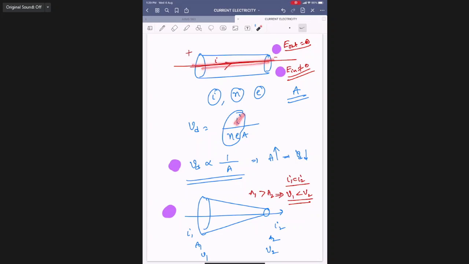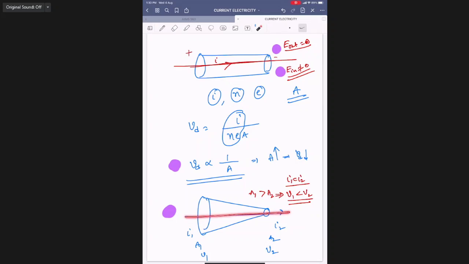I remains constant for a given material; n and the electronic charge are constant. Then the drift velocity depends on the area of cross section. More is the area of cross section, less is the drift velocity. If you take a uniform conductor, with area A here and area A here, the drift velocity Vd is the same value here also. But if the conductor has a large area of cross section, drift velocity is small. Area is small, drift velocity is large.